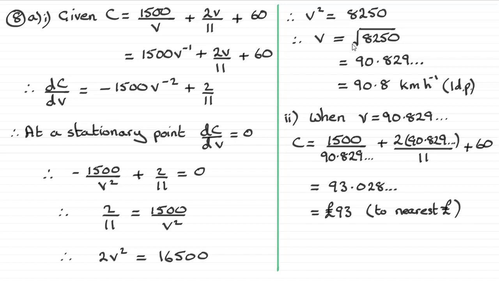Square root, no need for plus or minus here because that v is going to be a positive value, it's the speed. Okay, so it turns out to be 90.829 and so on. I've rounded it to one decimal place, 90.8, and don't forget those units, kilometers per hour. And to get that cost, I've not put the rounded value in, I've put the unrounded value into our equation and worked it through, and you can see it comes out to 93.028 and so on, which to the nearest pound is 93 pounds.